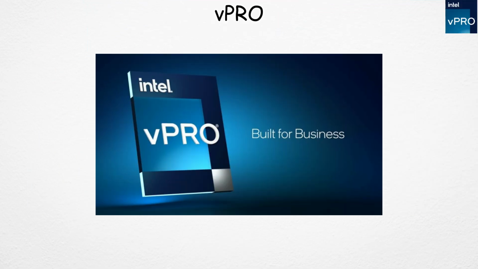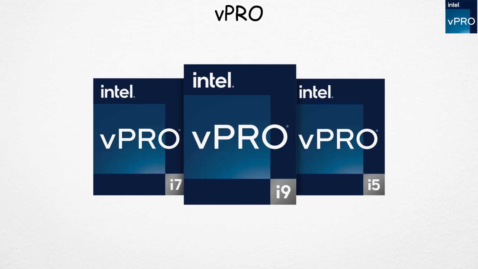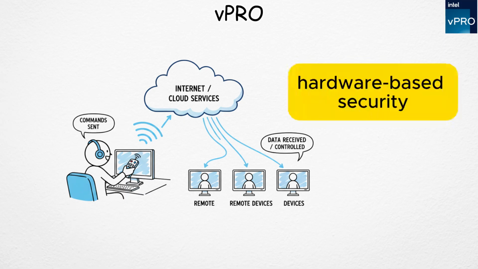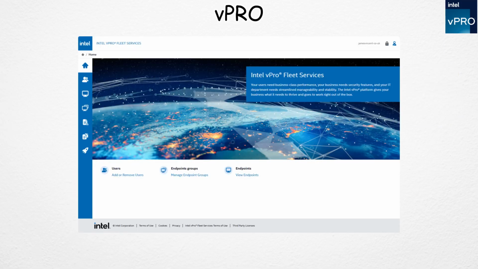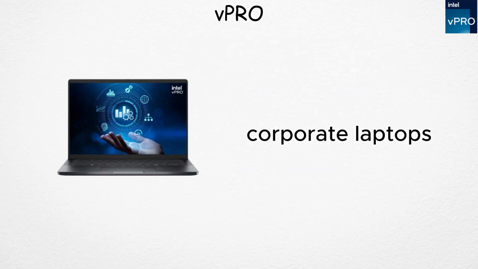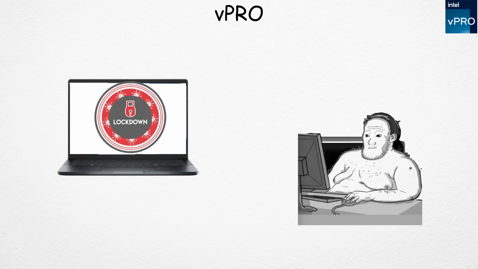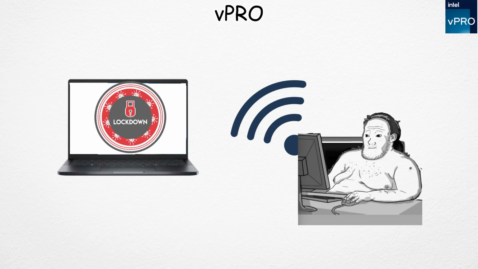Intel vPro, enterprise-focused security and management. vPro editions, available on select i5, i7, i9, or Ultra models, add business-grade features like remote device management, hardware-based security, and IT tools for fleet control. They're common in corporate laptops where admins need to update, monitor, or lock down systems remotely without physical access.